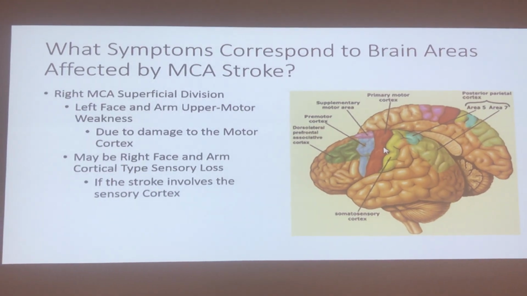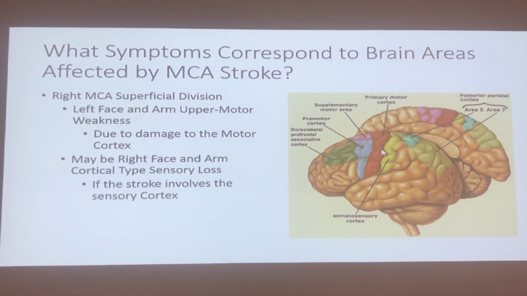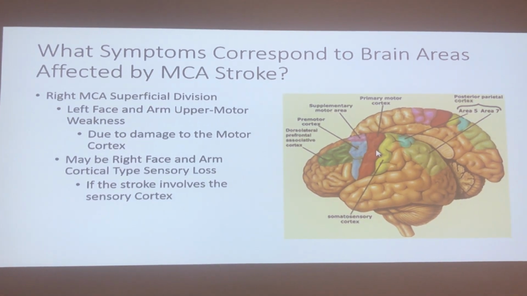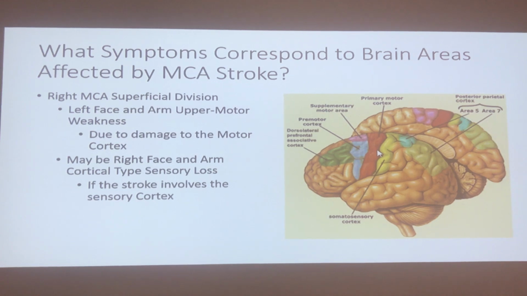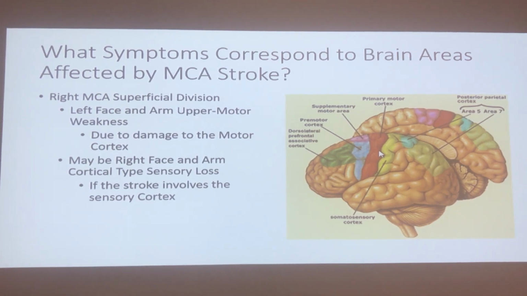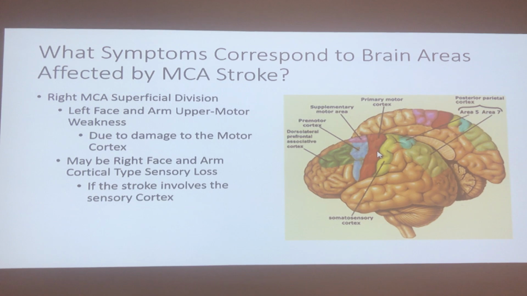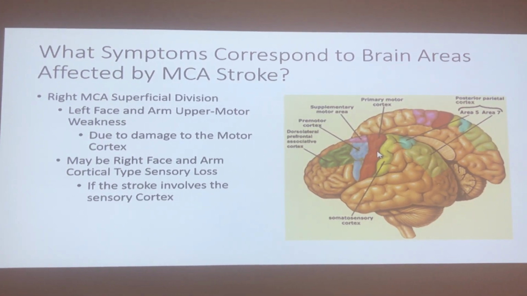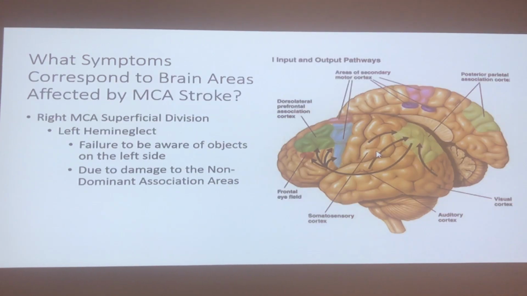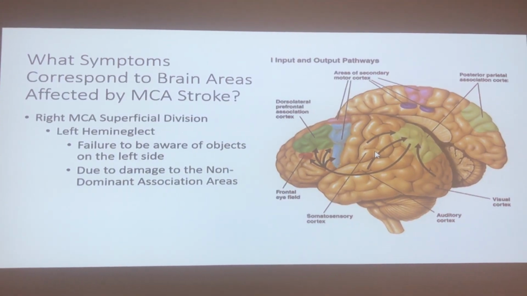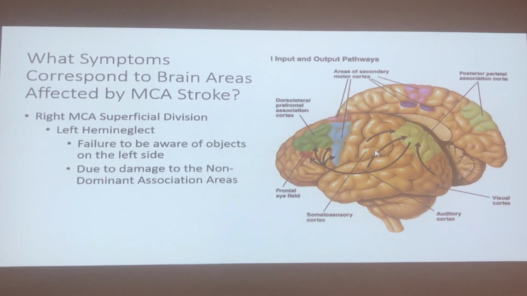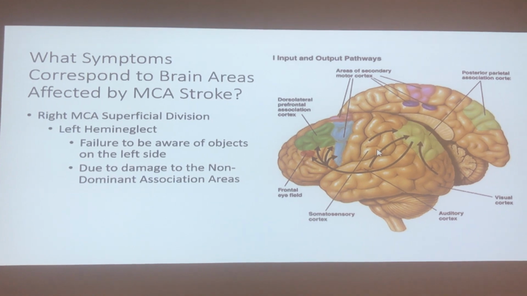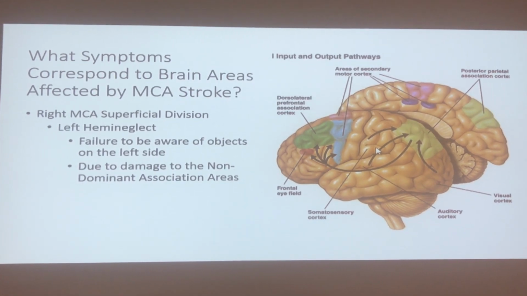As for the right MCA superficial division, it's the opposite. There's left face and arm upper motor weakness due to damage, again, to the motor cortex, as well as there may be left face and arm cortical type sensory loss with respect to the sensory cortex, as well as left hemineglect, which is the failure to be aware of objects on the left side due to damage to the non-dominant association areas.